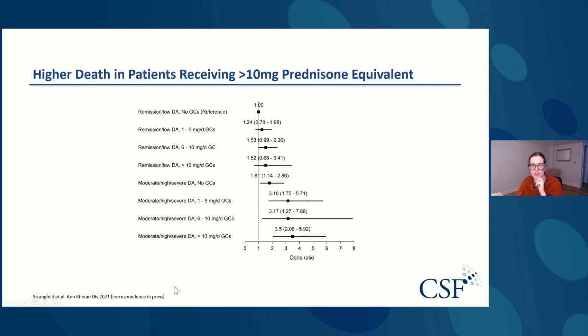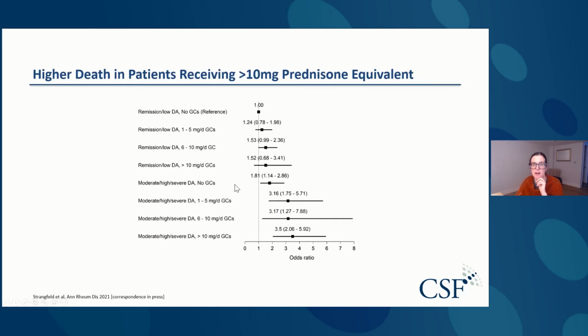This is actually just published now, looking at a stratified analysis, looking at interaction between disease activity and steroids. And you can actually see here that when we look at patients in remission who were on higher doses of steroids, the risk of being dead is actually much lower compared to those that were in moderate to high disease activity.